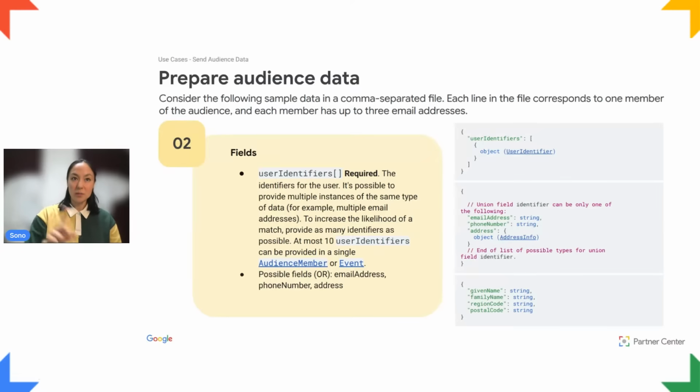Here, sorry that I need to correct myself, because here it's a union field in the identifier and you can only use one of the following. Sorry, I was mixing up the conversion event, which is enhanced conversion for leads. But here you have the email address and the phone number, and it's up to you which one to send, but it needs to be at least one of those.